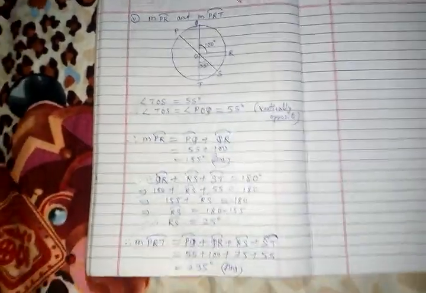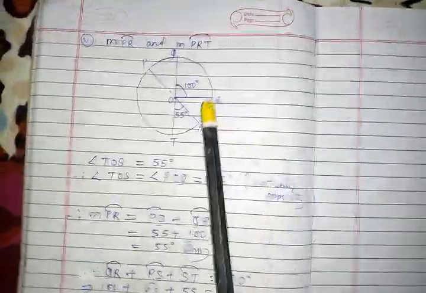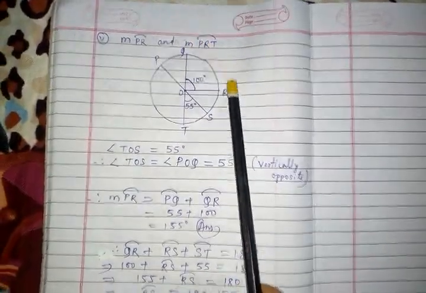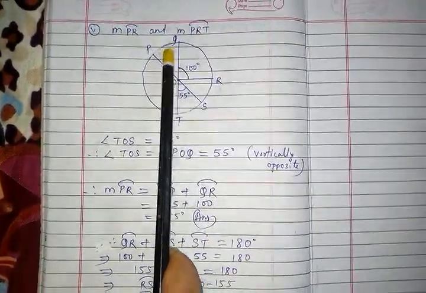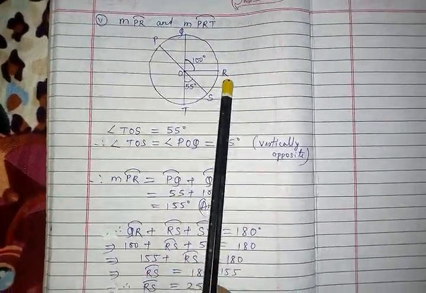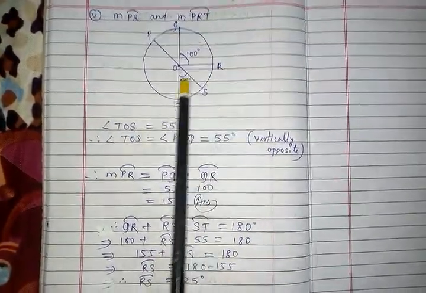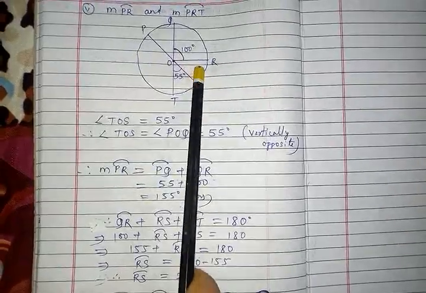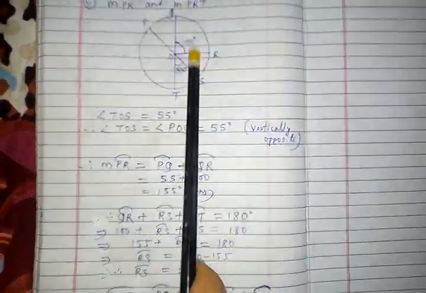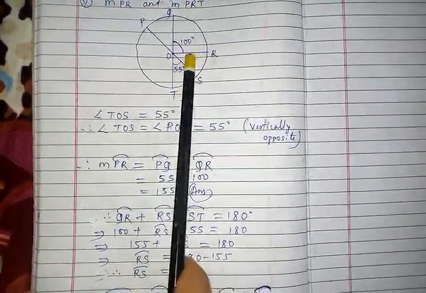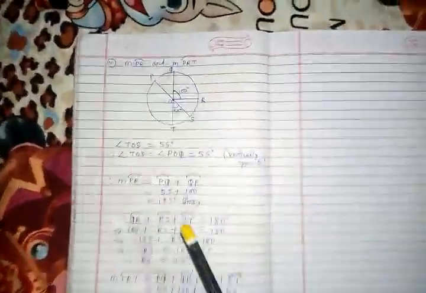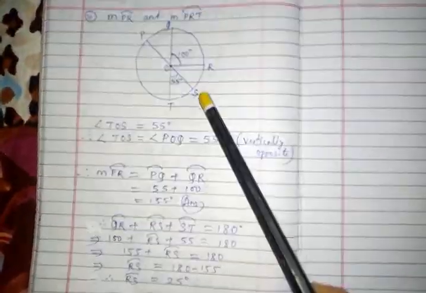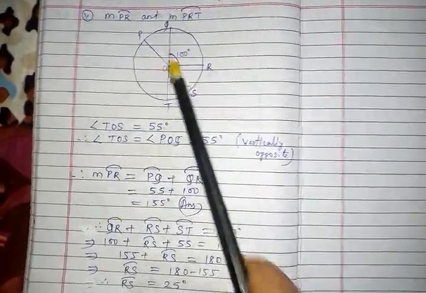First answer has come. Come to the second one. PRT, that means P to T. Now from here to here, P to R is 155. This is 55. Only this portion is unknown to us. So if I know this portion also, now everything will come. So that means I have to find the measurement of angle SOR or ROS.